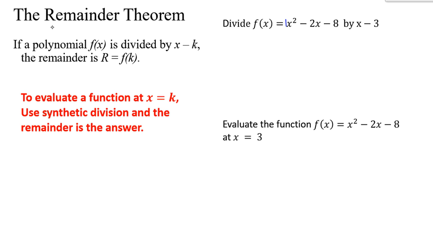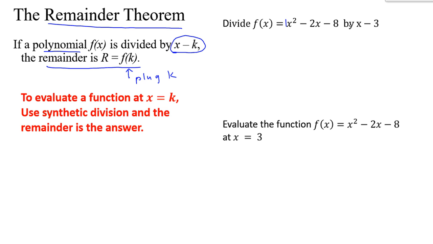This section has two theorems. One's called the remainder theorem, and all it says is if you take a polynomial and divide it by this guy, that's a linear binomial, then the remainder, r, the very last number, is the same as if you were to plug k into your function.